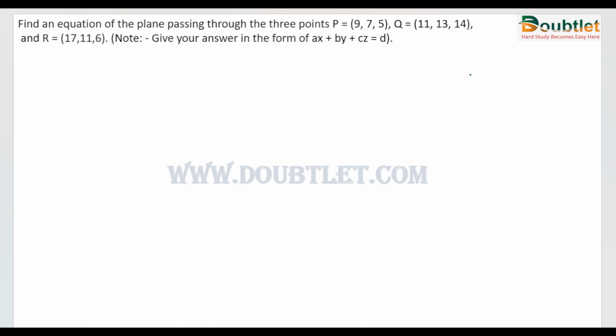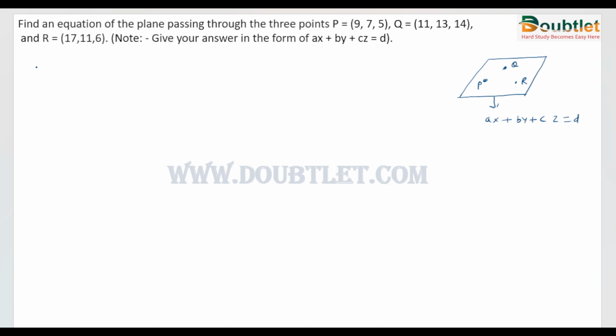So let's suppose this is a plane. Its equation may be ax plus by plus cz is equal to d. And let's suppose this point is P, this point is Q, and this point is R. And all three points are lying in this plane.